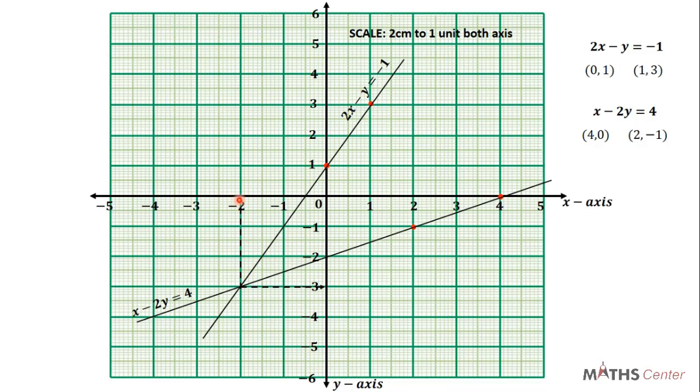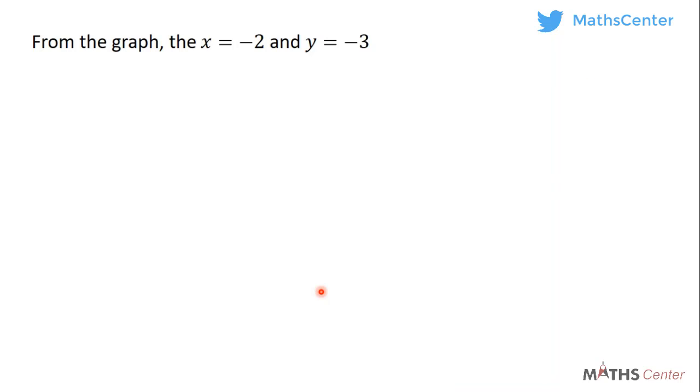So the x coordinate is the x answer. At the point where they meet, when you trace it to the x-axis, the coordinate there is negative 2. When you trace it to the y-axis, the coordinate there is negative 3. So the solution to these equations is x is equal to negative 2, y is equal to negative 3. What this means is that from the graph, x is equal to negative 2 and y is equal to negative 3.